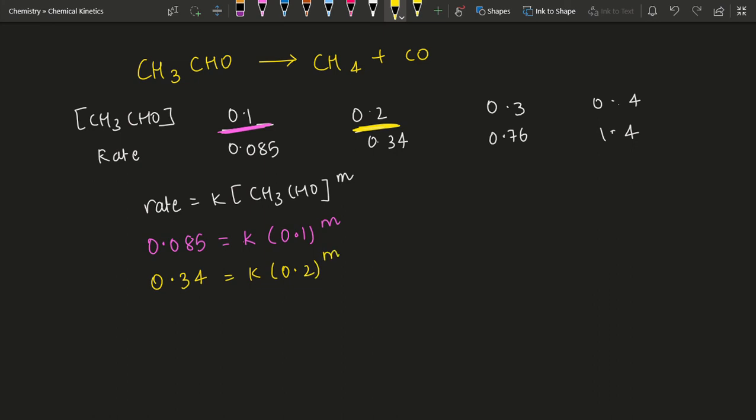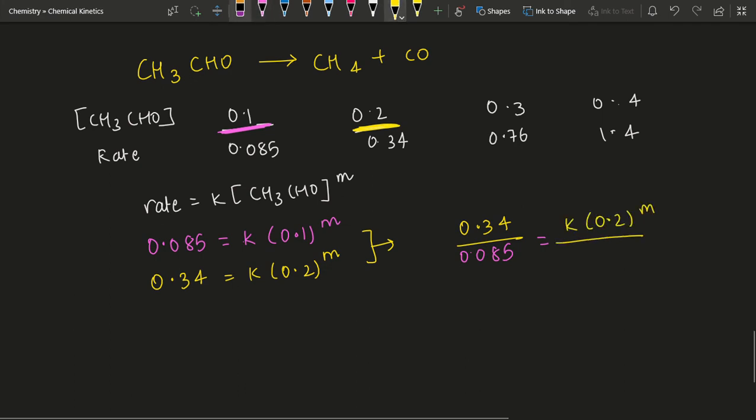And you could have used the units here as well, but when solving problems related to the rate expression and the rate constant, the units just cancel out when you divide these equations. So you divide these two. So you would have 0.34 over 0.085 equals k times 0.2 to the power m over k times 0.1 to the power m, and you just divided these equations.